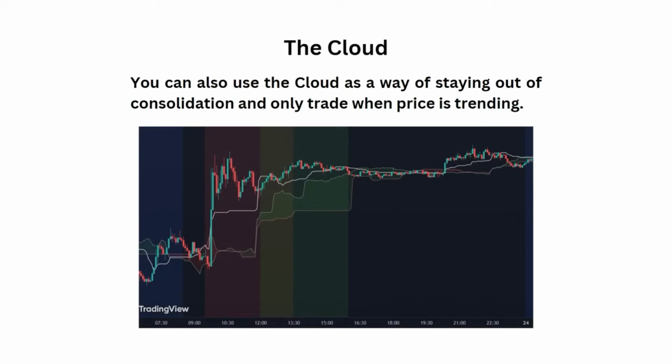You can also use the cloud as a way of staying out of consolidation and only trade when price is trending. Here we see a trend that happened and a large cloud. Then the cloud got small and price consolidated. This gives you a clue to stay out of this type of market action because the cloud is still too small.